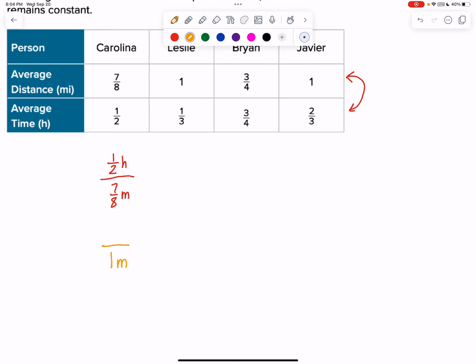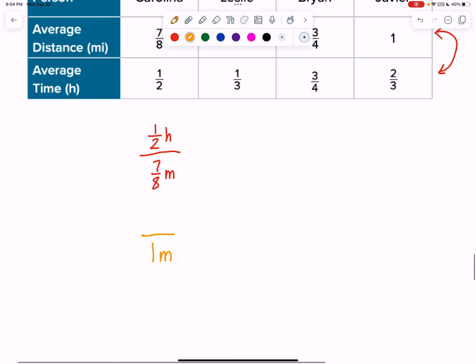So let's go ahead and do our division, but remember, we don't divide fractions. So on the side, I have 1/2 multiplied by the reciprocal, which is 8/7. Look and see if I can cross simplify, and I can. Divide by 2 is 1, and 2, 4, 6, 8, that's 4. And so we have 4/7, and that's hours per mile, okay?